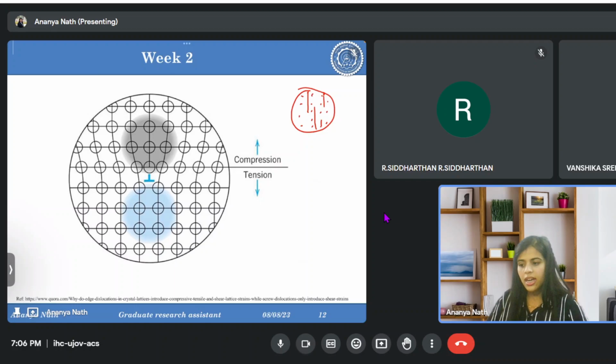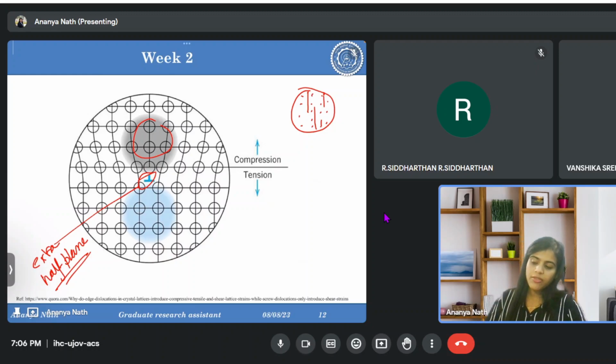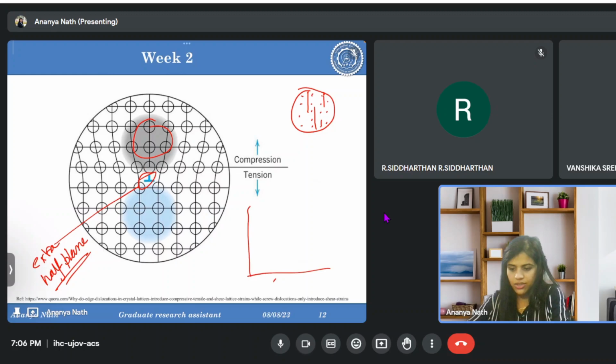So this is how the extra half plane, this symbol is indicating the extra half plane, is introduced due to the solute atom addition, and this extra half plane will restrict the dislocation movement unless they get some preferential environment, like a temperature rise or something. Then we can restrict the dislocation movement more and more by adding more solute percentage, as in the stress strain graph.